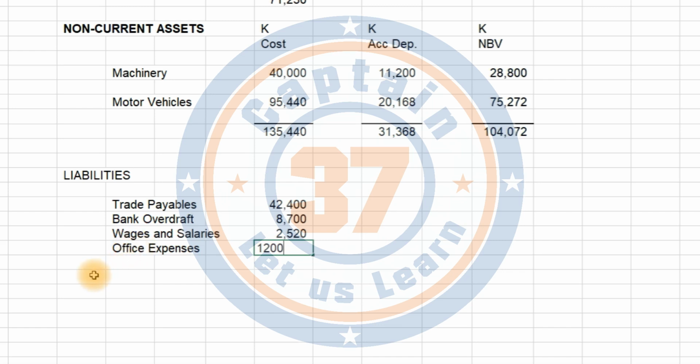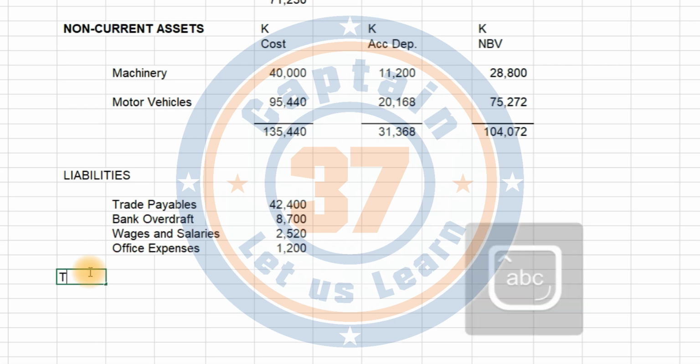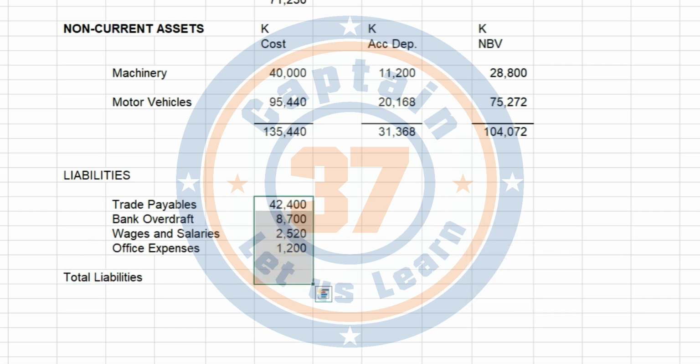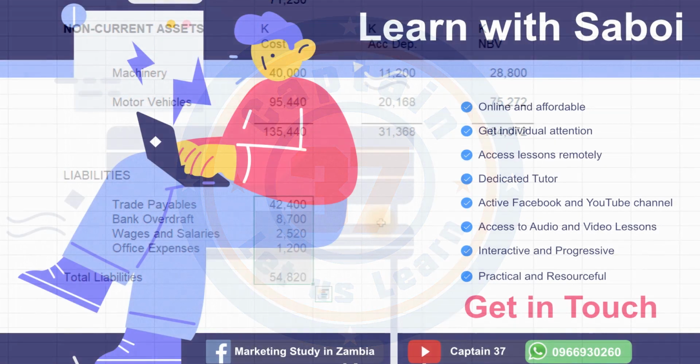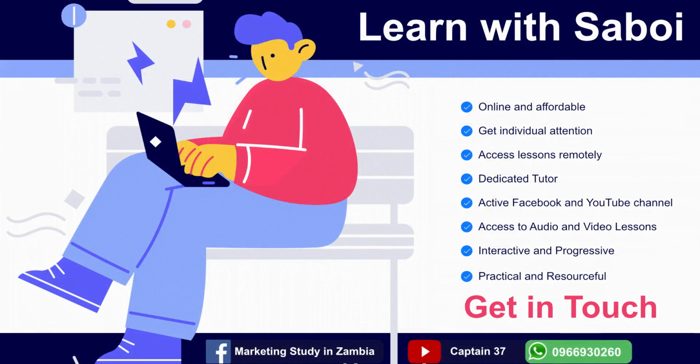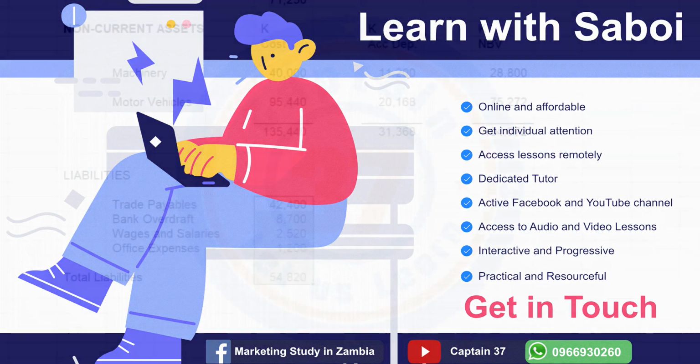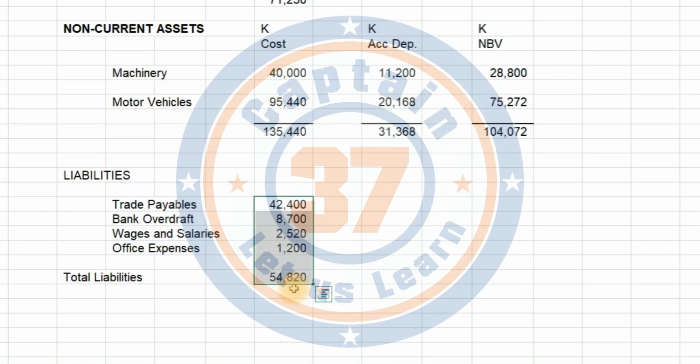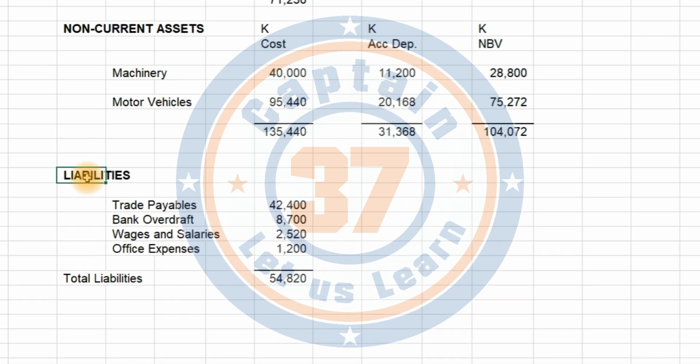So what then is going to be our total liabilities? Let's just say total liabilities. It's all these put together, and it gives us 54,820. This is the total of our liabilities.